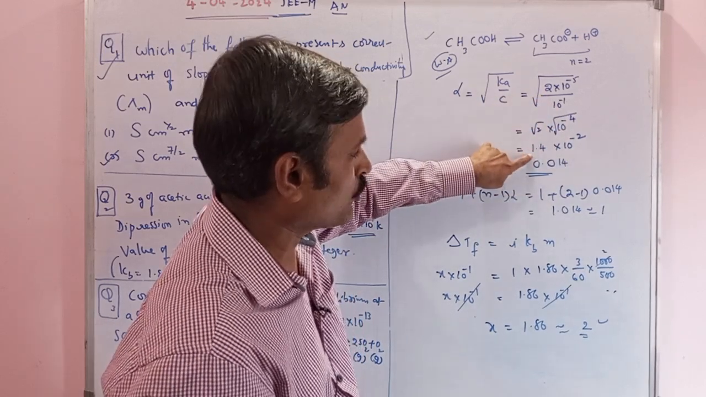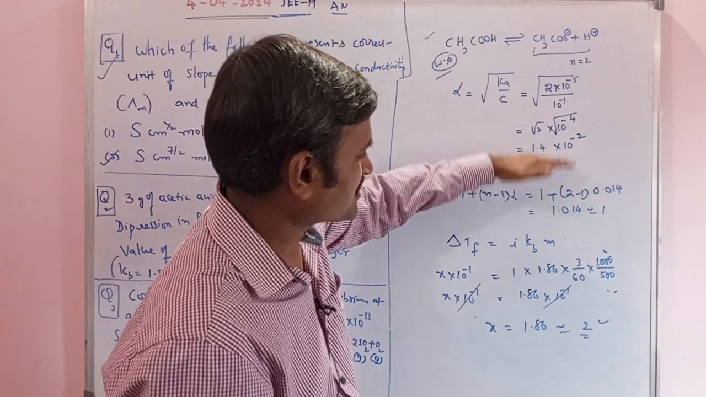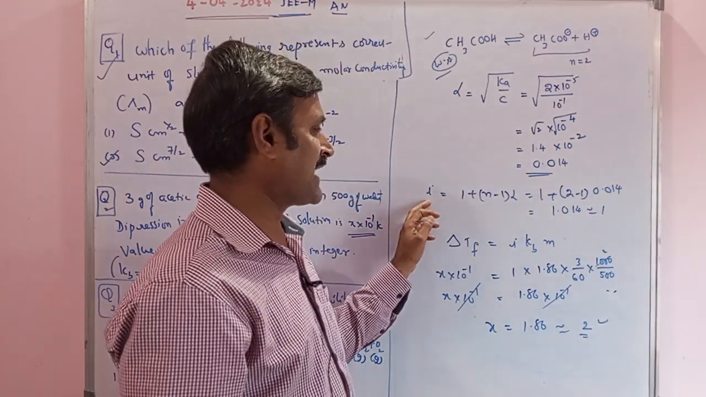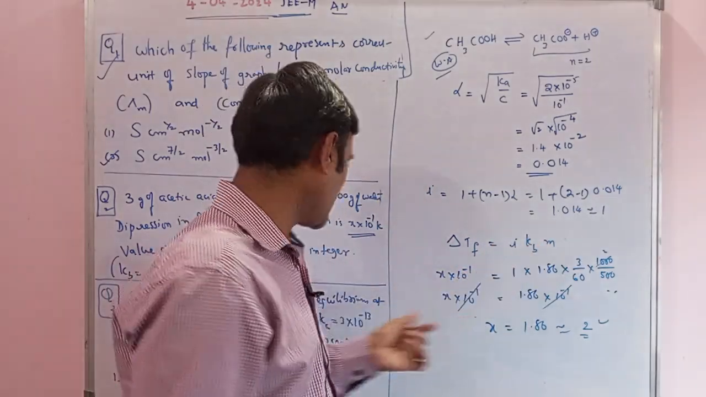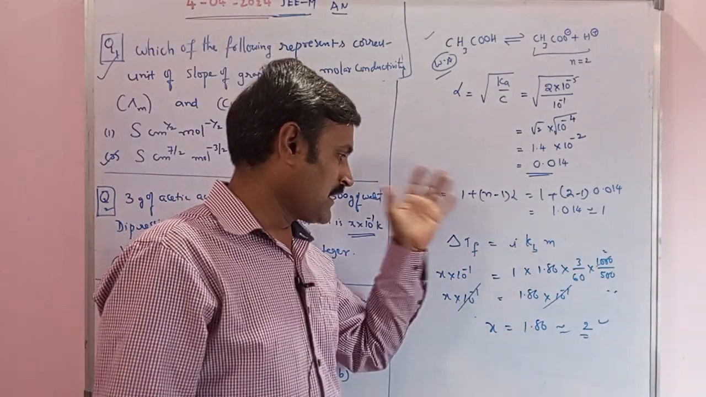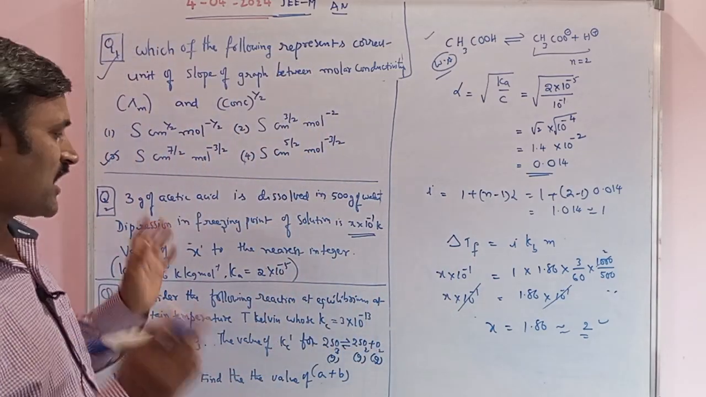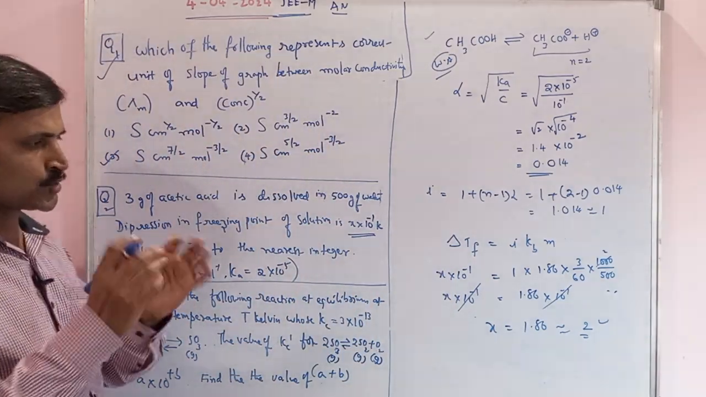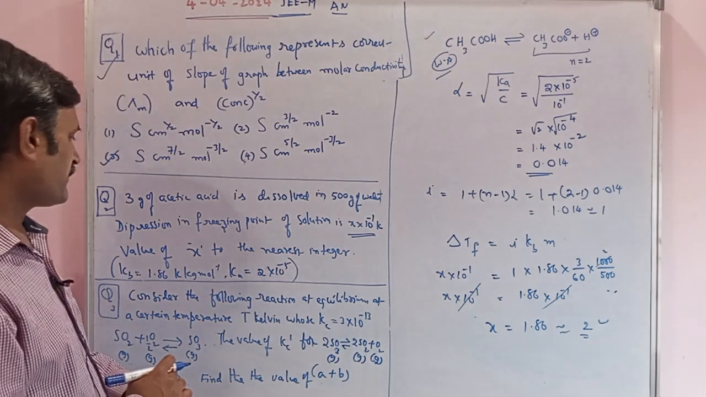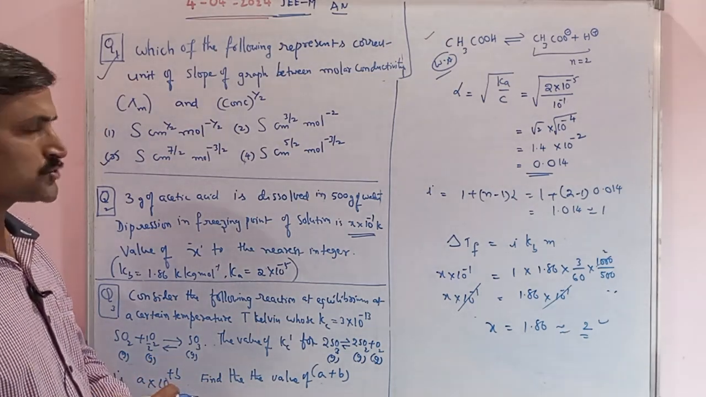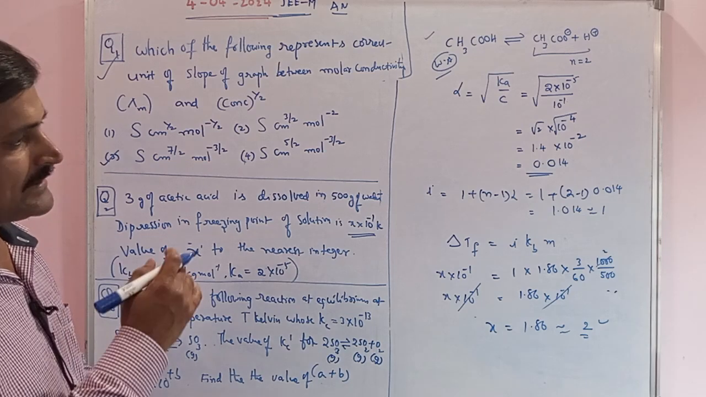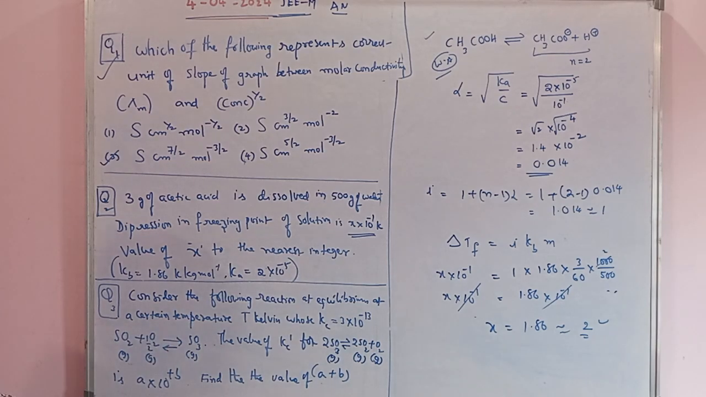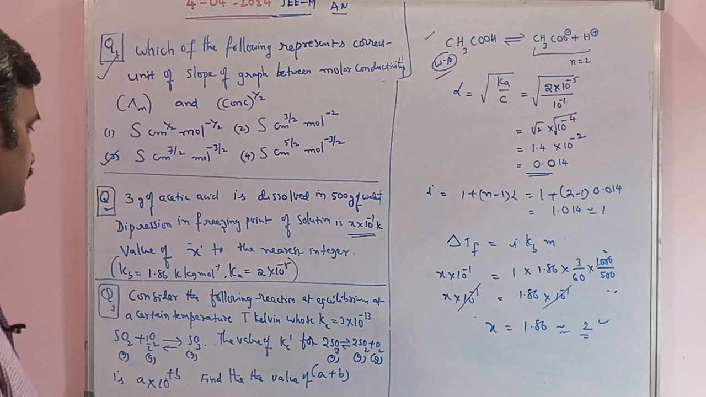Root 2 is 1.414. In this approximation, finally we have calculated the Van't Hoff factor as approximately 1, that we have substituted, and the Kb value from the problem also substituted, and the final nearest integer x value we have got is 2, from this depression in freezing point of the solutions, acetic acid solutions question. Take a snapshot of this calculation. We will move to the next one.